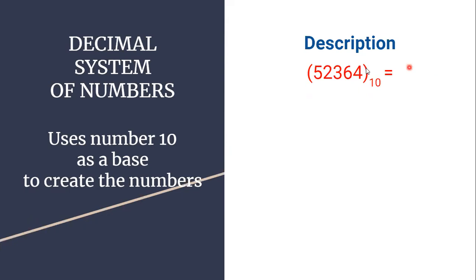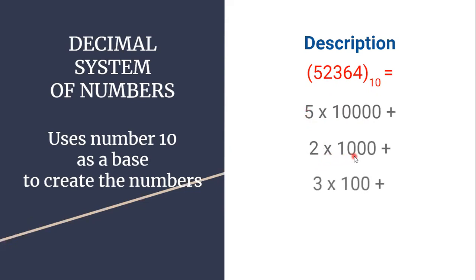We have the number 52,364 with a base of 10 because it's a decimal number. We are going to see that I can create the 50,000 by multiplying 5 times 10,000 continuously. I can create the 2,000 here by multiplying 2 by 1000. After, I am going to create the 300.